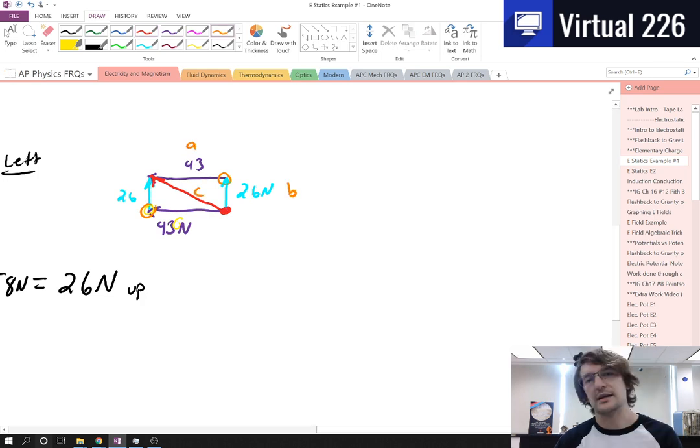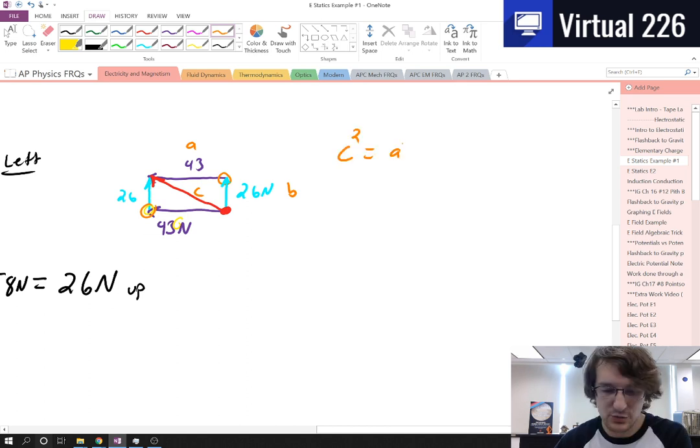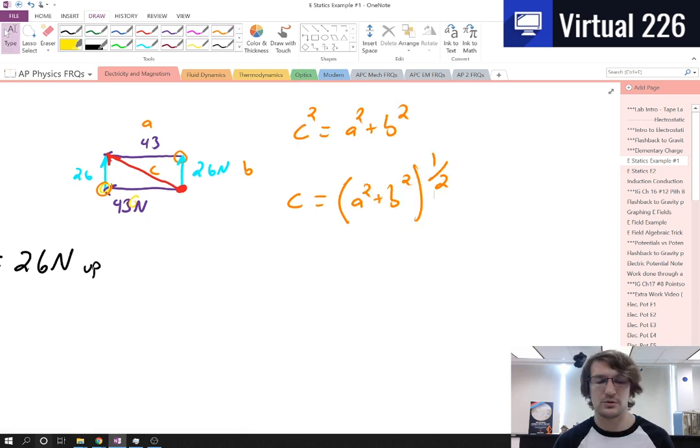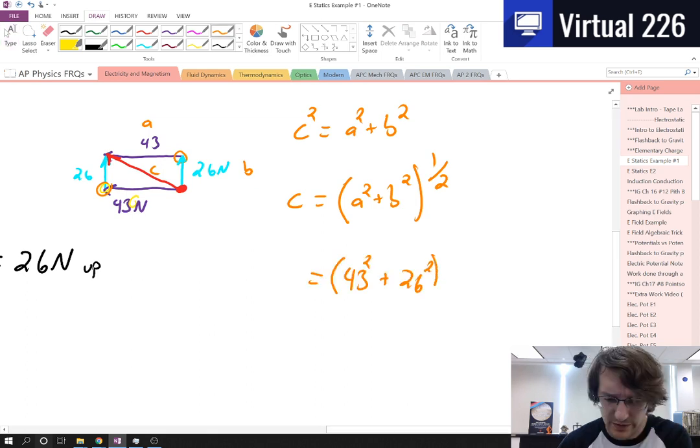And now we're going back to Pythagoras. We can say that c squared is equal to a squared plus b squared, which means that c is equal to the square root. I don't care if you write a big radical. I'm going to write it like this: a squared plus b squared to the 1/2 power. Remember, taking something to a fractional power is the same as square rooting it. And then this just boils down to saying whatever 43 squared is plus 26 squared, and then take the square root of it. Make sure you're doing those order of operations in the correct order there.